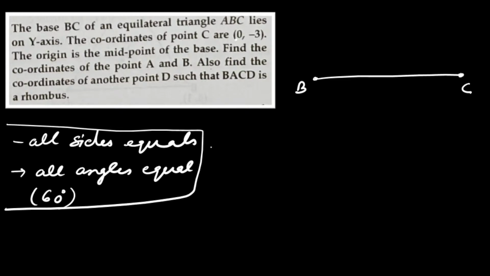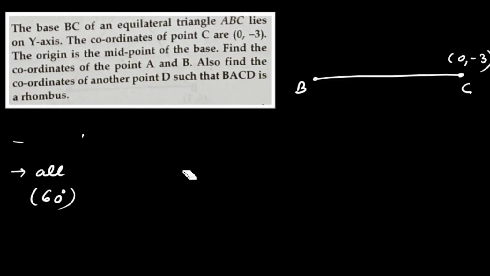The coordinates of point C are given to us as 0, minus 3. Anyhow, a y-axis point will always look like 0, y. The value of x will be 0, and the origin is the midpoint of the base. What is origin?